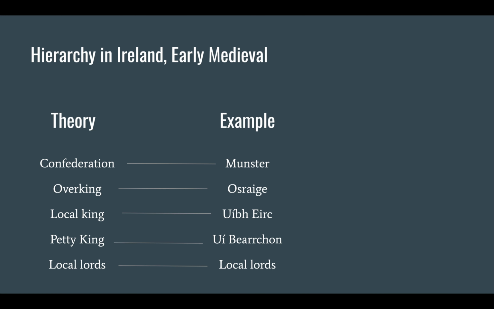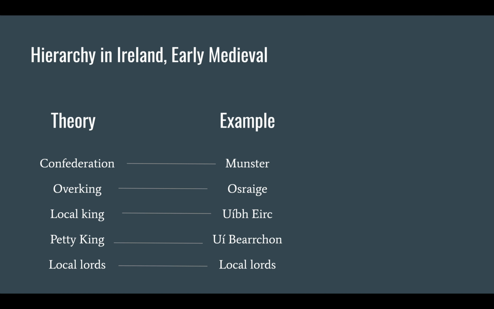So again, to take a particular kingdom rather than talking about it in the abstract, at the start of the early medieval period, we might have a large collective of kingdoms, something that we might call the Munster Confederacy, which contains a bunch of other overkingdoms, such as the Kingdom of Cashel, the Kingdom of the Déisi Mumhan, or the Kingdom of Osraige, which we'll be focusing on.